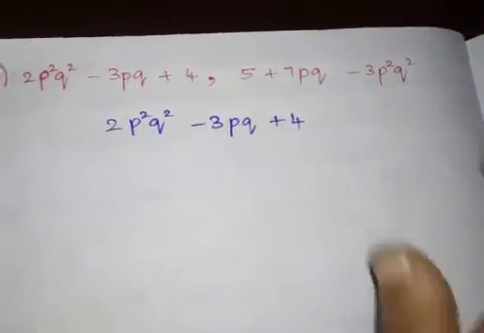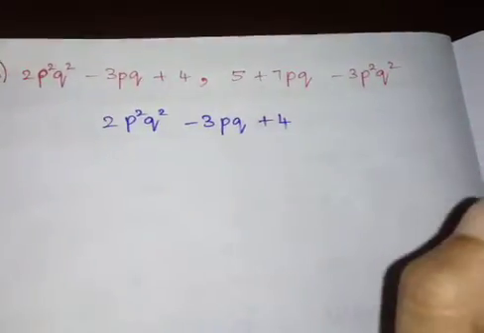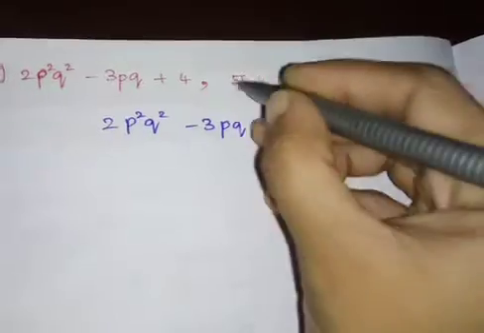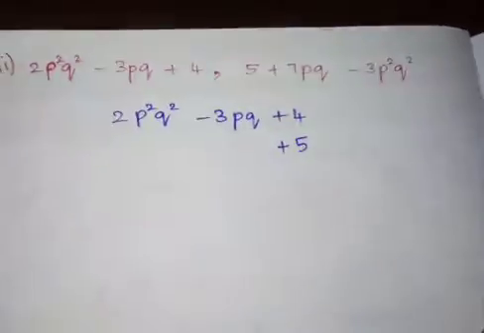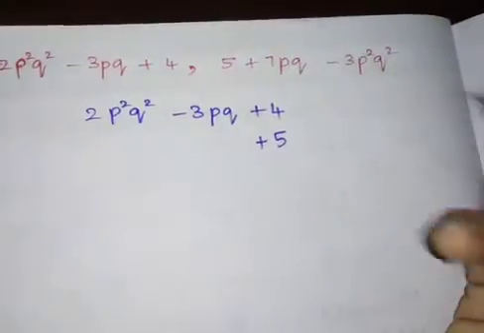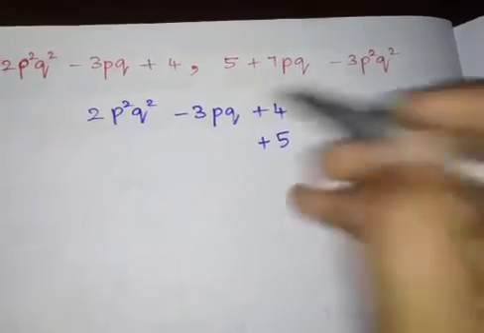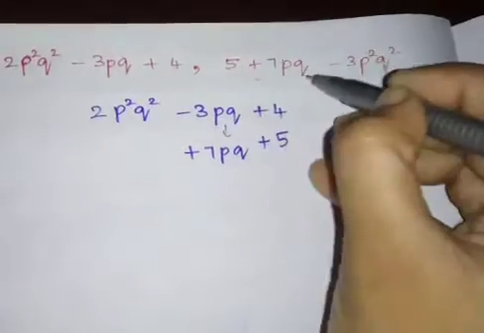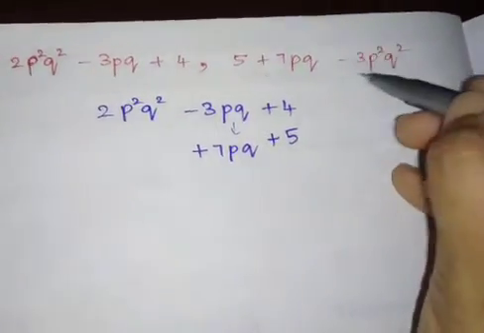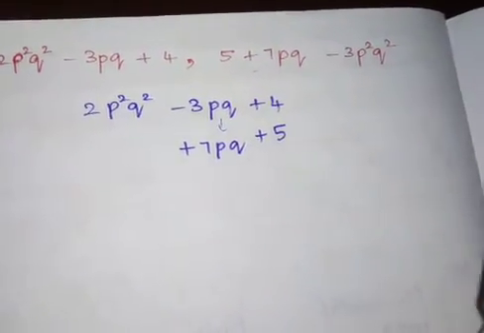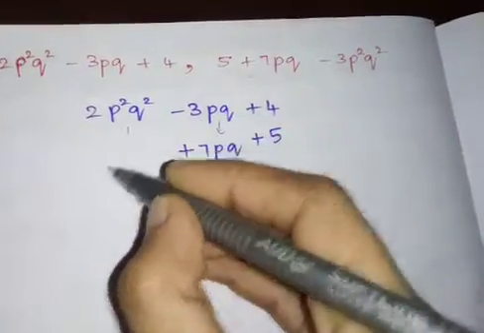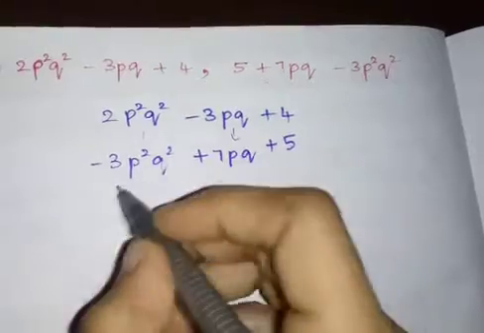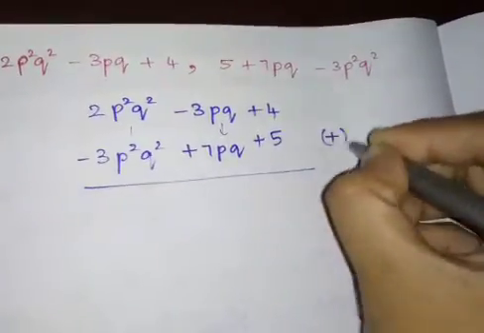Okay, my first expression I have written. Next, what is the second expression? 5. Where will you write 5? Under this constant term. Upper, what is the 5 actually? Plus 5. So, plus 5 I wrote below. Next, 7pq. Where will you write 7pq? Under this. Correct? Upper plus 7pq, because it is given as plus 7pq. Minus 3p square q square. Where will you write it? You will write it under this p square q square as minus 3p square q square. Now I have arranged all the values.